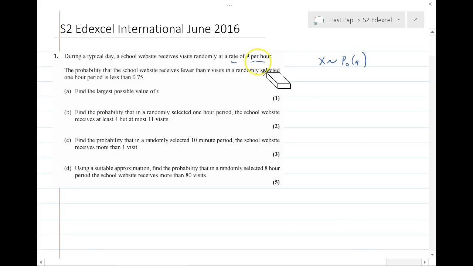A little bit unsettling start, I would say, right at the beginning, with some slightly confusing wording. It says the probability that the school website receives fewer, that means less than, V visits in a randomly selected one hour period is less than 0.75. And then it reverses the thing and says the largest possible value of V. So, slightly unsettling for the first question. What I'm going to do is use this piece of information first and find the number just below 0.75 from the table, write down what that represents in terms of probability, and then take it from there.